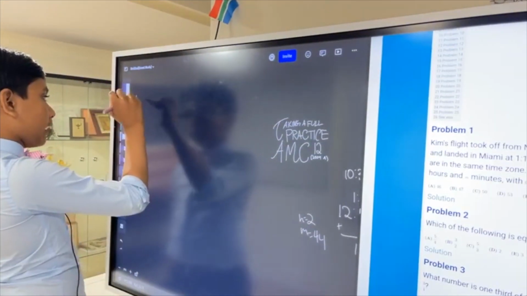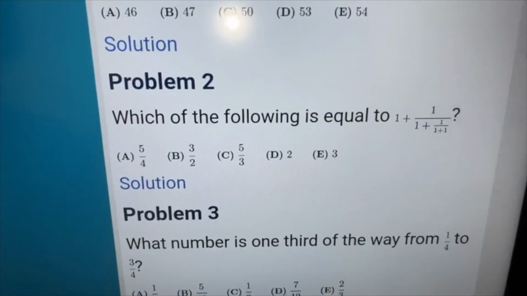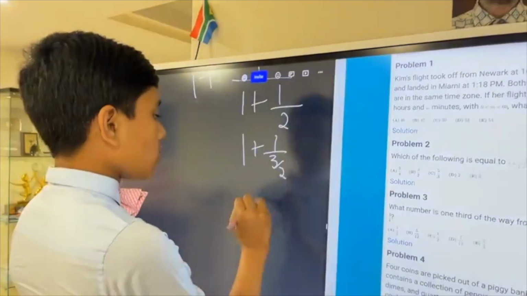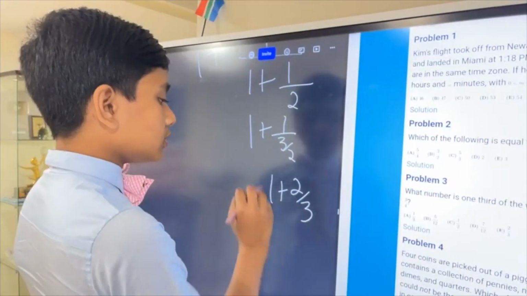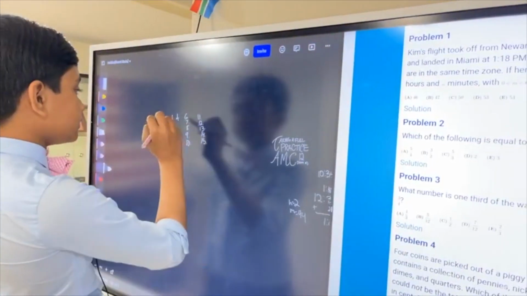So let's put our answers over here. Over 1 plus 1 over 1 plus 1. 1 plus 1 is 2. So 1 over 1 plus 3 over 2. It's 1 plus 2 thirds. This is 3 thirds, so it's 5 thirds. So it's C.